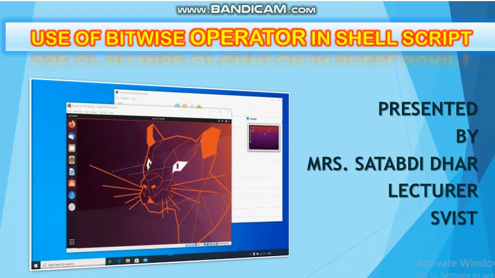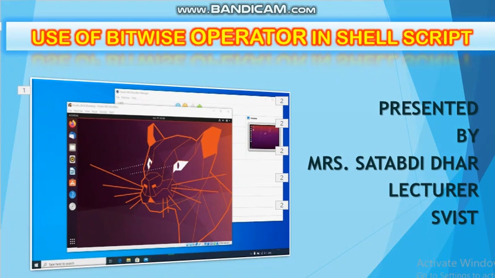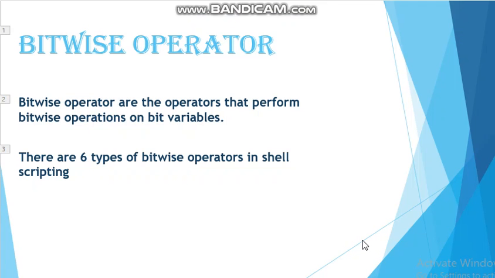In this video, I am going to discuss with you the use of bitwise operators in shell script. Bitwise operators are the operators that perform bitwise operations on bit variables. There are 6 types of bitwise operators in shell scripting.